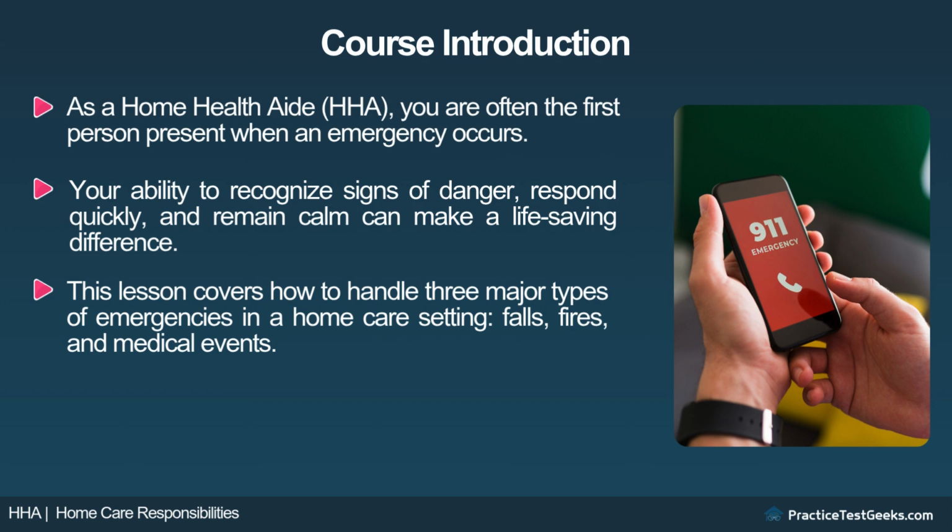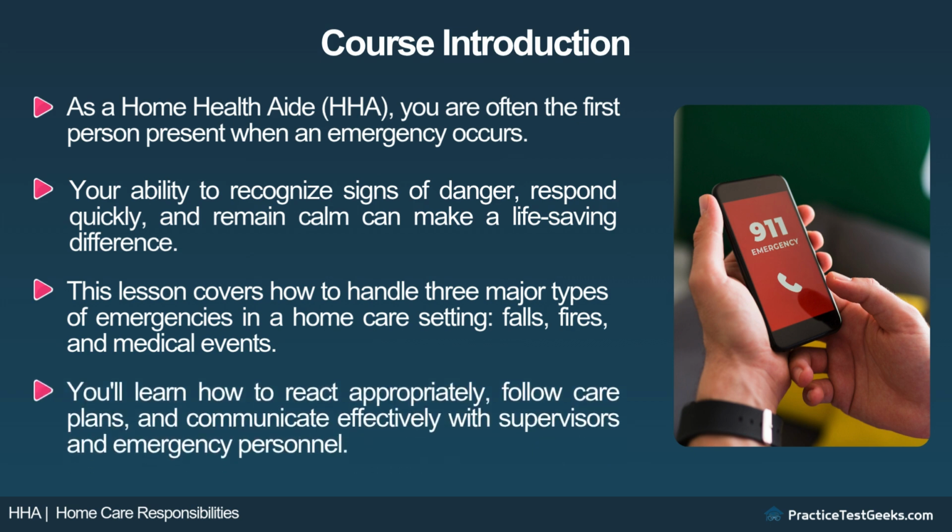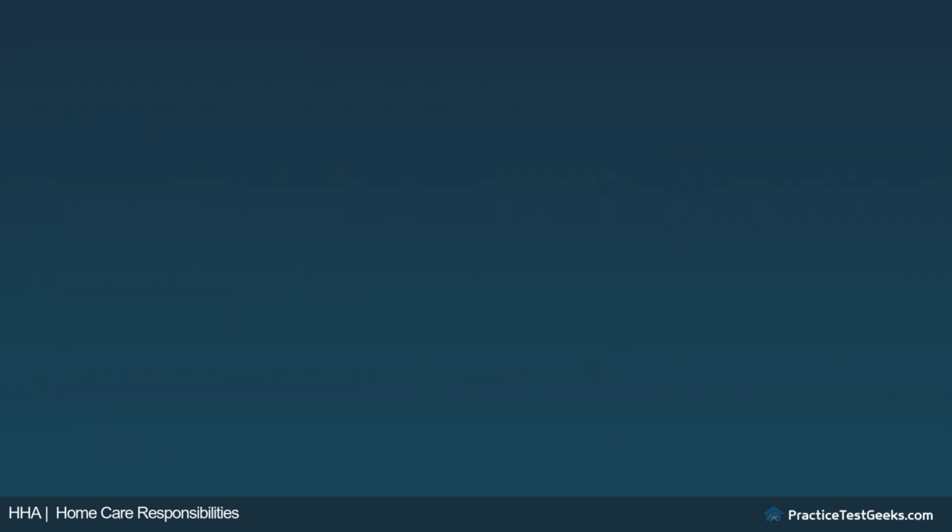This lesson covers how to handle three major types of emergencies in a home care setting: falls, fires, and medical events, such as stroke or breathing difficulty. You'll learn how to react appropriately, follow care plans, and communicate effectively with supervisors and emergency personnel.